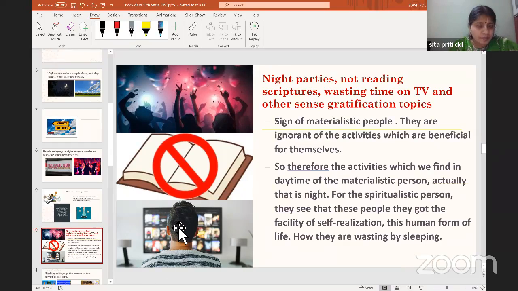darkness. And what happens when they go to a party at night? You know what time their party ends? At 5 o'clock in the morning. Their party ends when our Mangal Arati starts. When our Mangal Arati starts, their party is going to end.